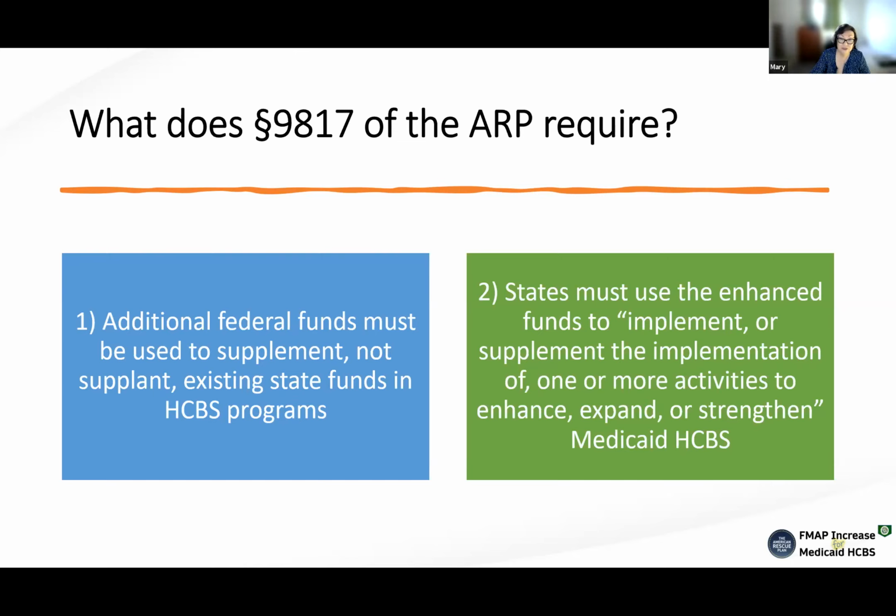The other core condition is in the green, which is states must use the enhanced funds to implement or supplement the implementation of one or more activities to enhance, expand, or strengthen Medicaid HCBS. So those are the two core requirements for using the funds. You can't supplant existing state funds, and you have to implement to enhance, expand, or strengthen your program.